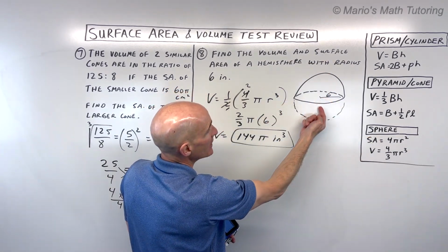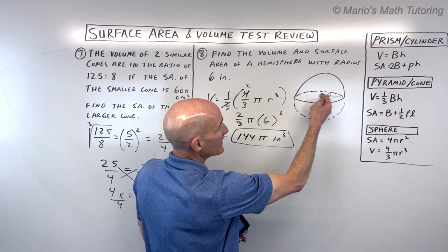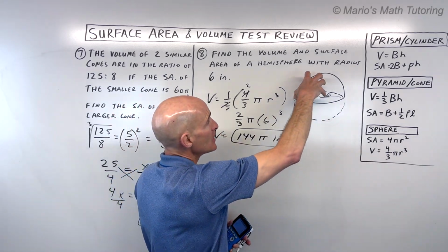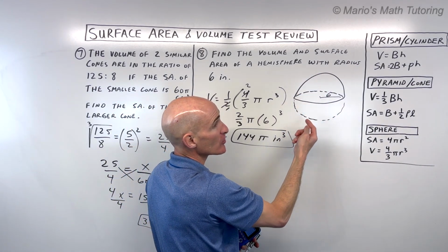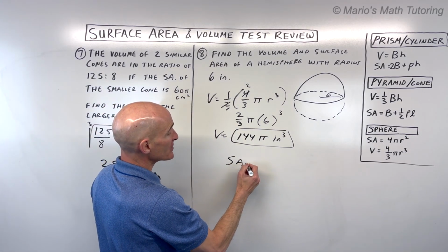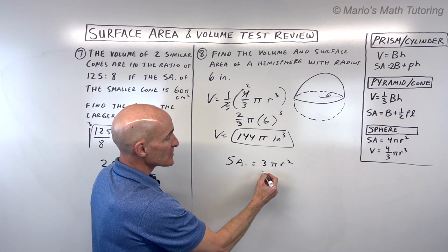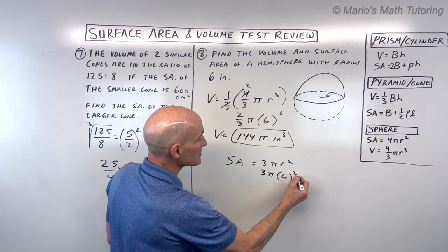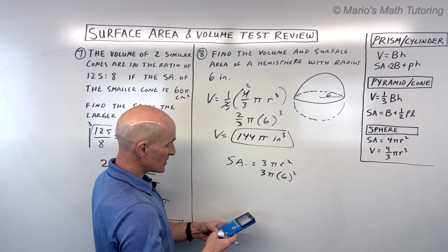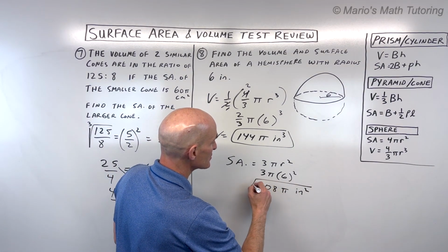But when you cut it, you're exposing this circle here, which is on the interior when it's a sphere, but now it's exposed when it's a hemisphere. So what you have is 2 pi r squared plus this circle, which is another 1 pi r squared, gives us a surface area for this hemisphere of 3 pi r squared. Do you follow that? So pi times 6 squared times 3, this is 36. 36 times 3 is 108 pi inches squared.